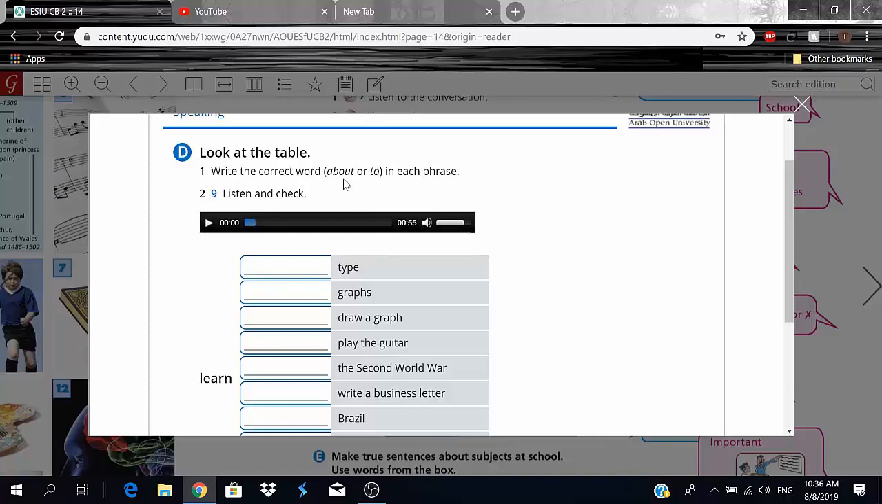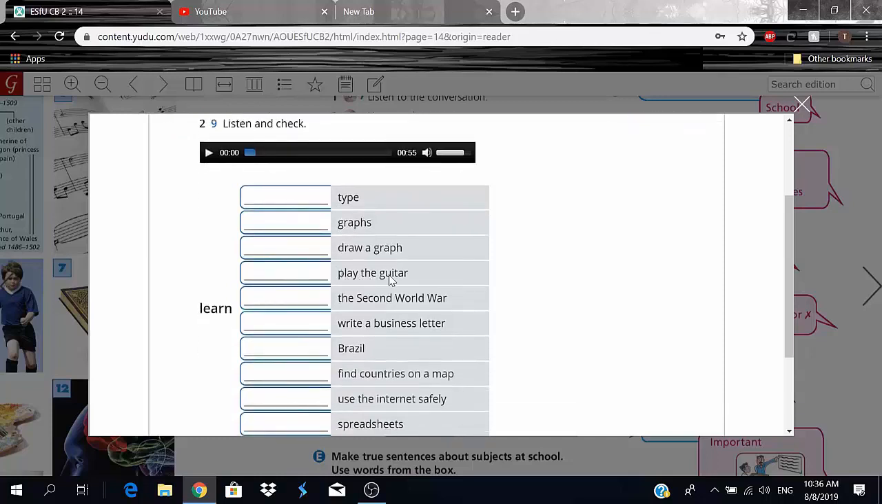So let me actually give you an example here. Play the guitar right here. So learn to play the guitar. I'm going to be doing an action, and that is learning to play the guitar. Now, here, learn dash the Second World War. I'm not going to do anything about the Second World War. It's already over. However, what I can do is learn about it. So I'm going to have some information, look into it, okay?